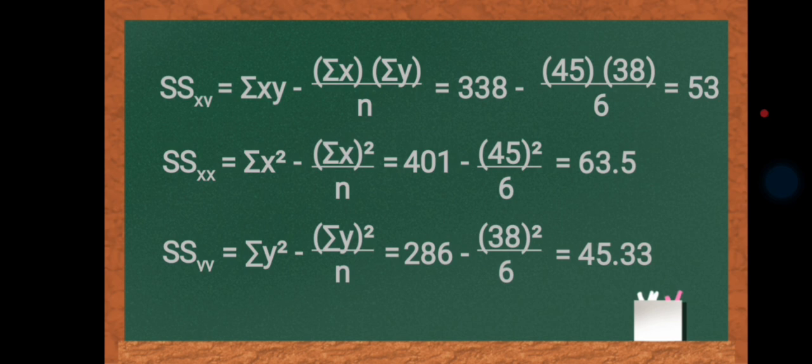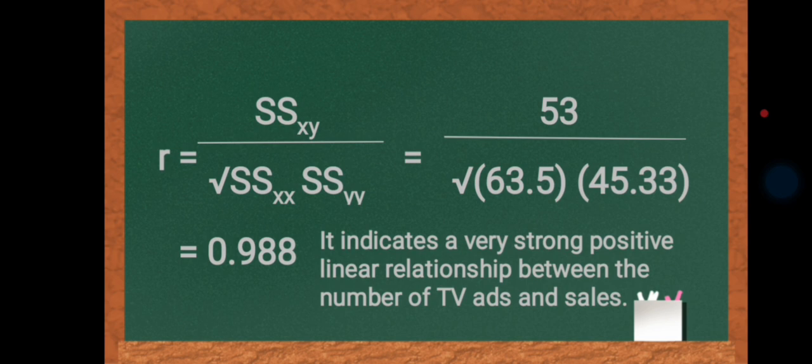Let us solve for the sum of the products of the deviations of x and y, which is equal to 53. Sum of squares of deviations of x is equal to 63.5. And sum of squares of y is equal to 45.33. Now, substitute and solve for r. It will give us the result of 0.988. Therefore, the relationship between the number of TV ads and sales is very strong positive linear.